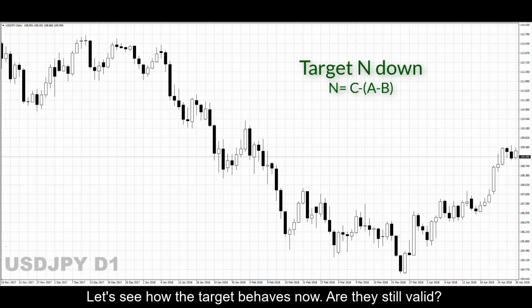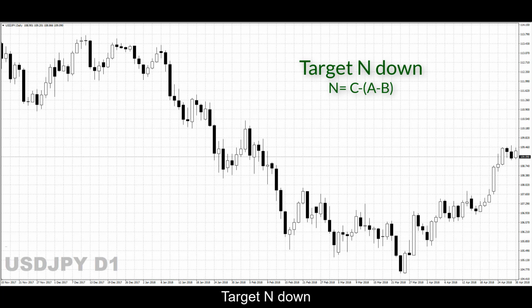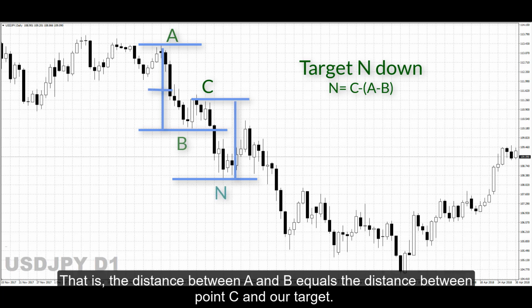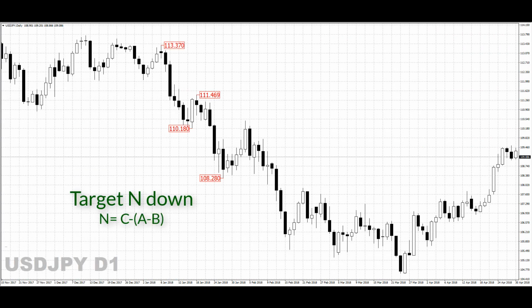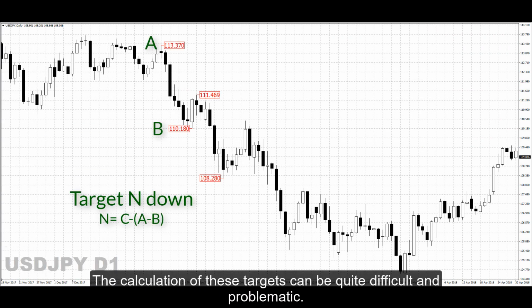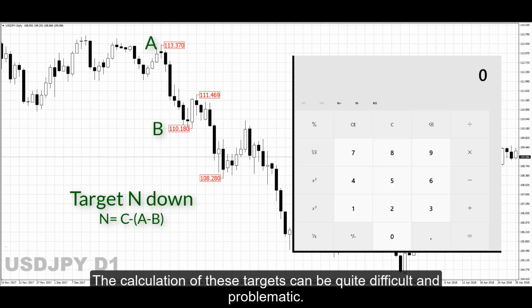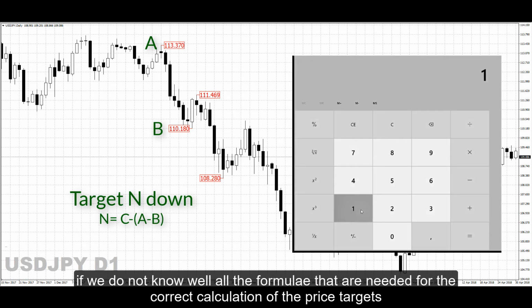Let's see how the target behaves now. Are they still valid? Target N, down. So N equals C minus A minus B. That is the distance between A and B equals the distance between point C and our target. The calculation of these targets can be quite difficult and problematic, if we do not know well all the formulae that are needed for the correct calculation of the price targets.